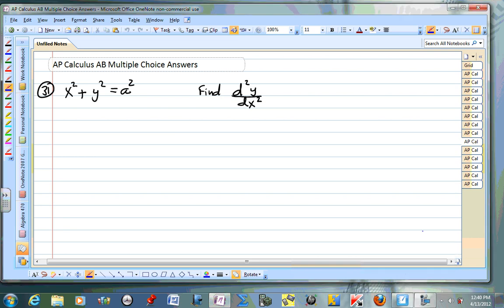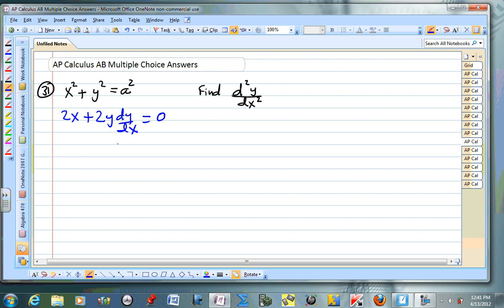On problem number 31, they give us a function and ask us to find the second derivative. This notation they gave us means find the second derivative of the function. And a is a constant. So let's get started. We're going to differentiate this implicitly. The derivative of x squared is 2x. The derivative of y squared is 2y dy/dx. And a is a constant, so a squared is a constant, and the derivative of any constant is 0.